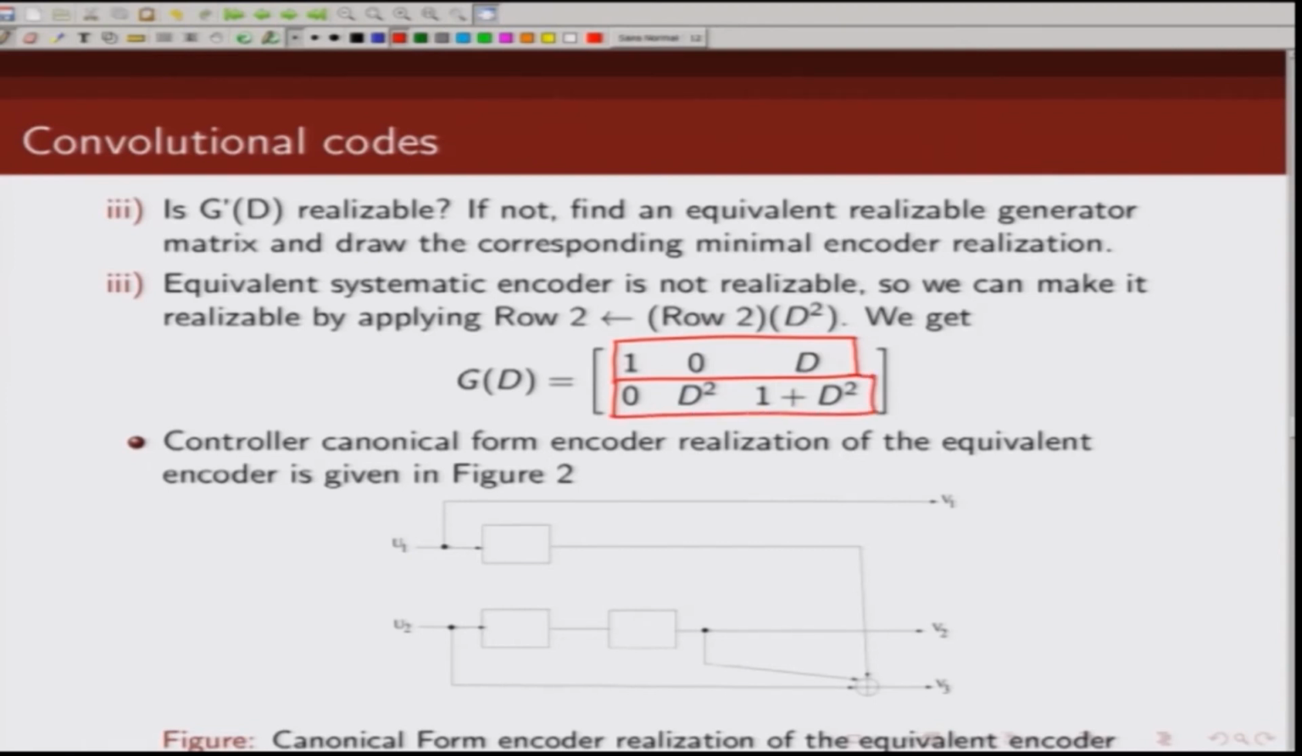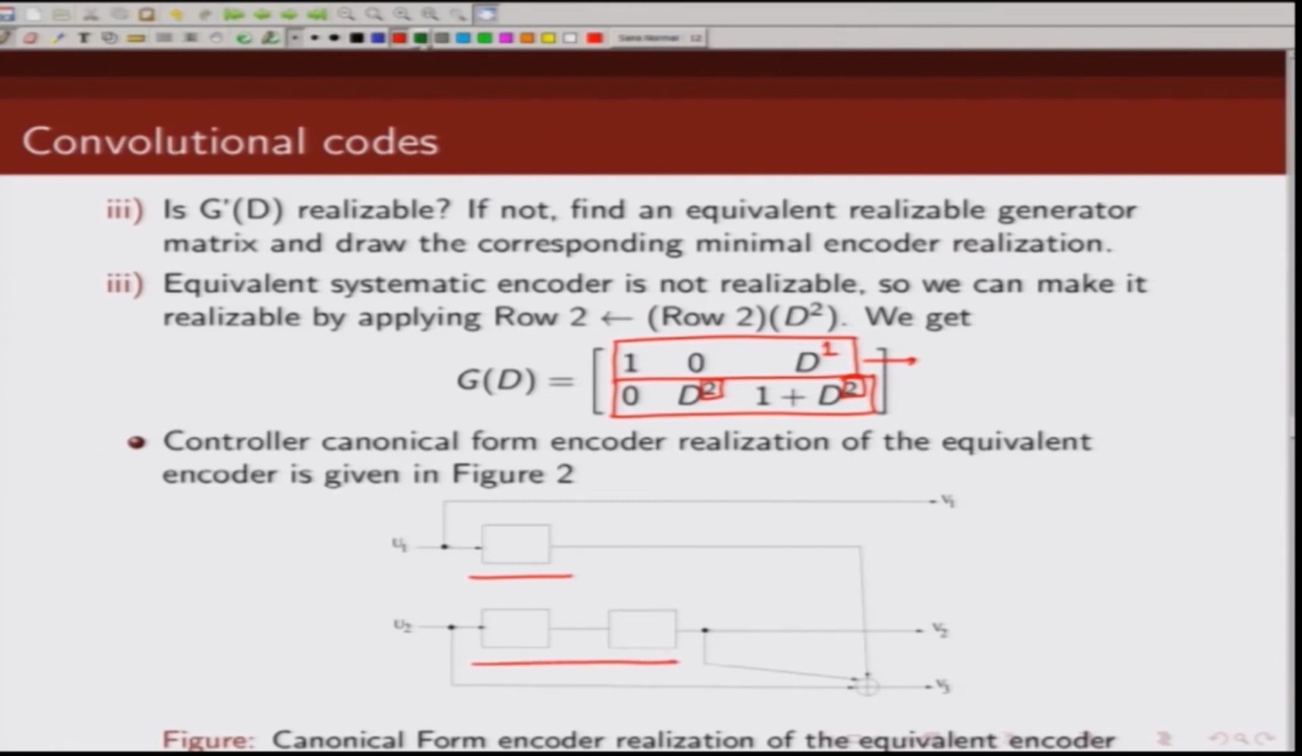What is the maximum memory for the first row? The maximum power of D is 1. So, we will have one memory element for the first input. And what is the maximum power of D for the second? That is 2 here, 2 here, 2 here. So, we will use 2 memory elements for the second input.